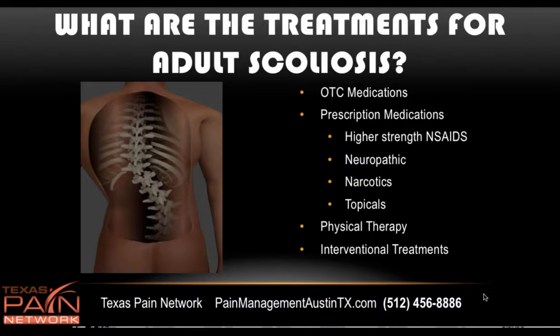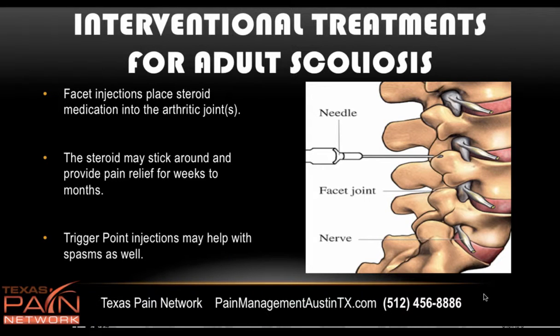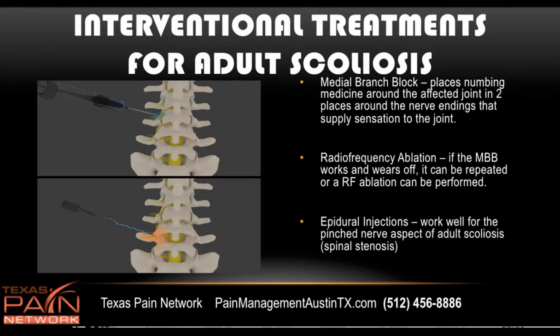Physical therapy can help. It can help strengthen up muscles around the spine. Interventional treatments are really helpful. Here's one, facet injection. So for all these arthritic joints in the back of the spine, you can actually inject right into that some numbing medicine and some steroid. That can stick around for weeks to months and provide pain relief, and you can actually have that treatment in multiple joints. If you're having spasms and aching, then trigger point injections can help with those.